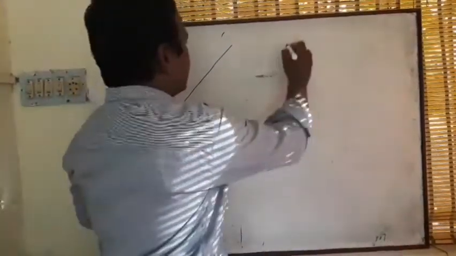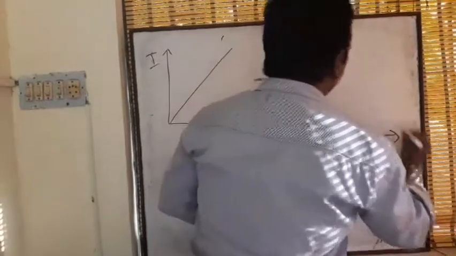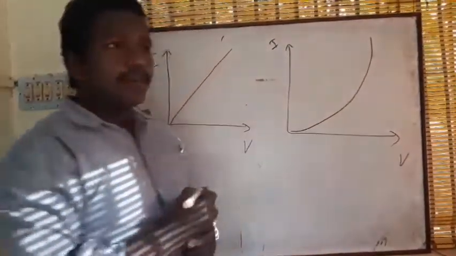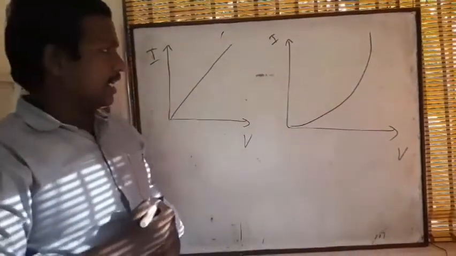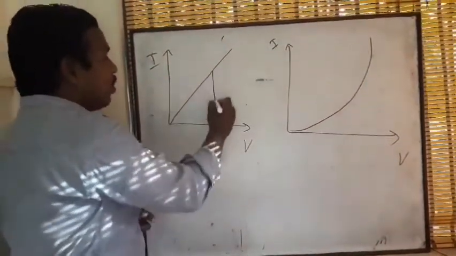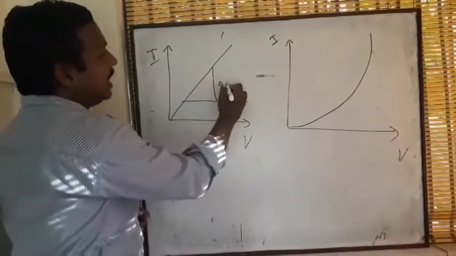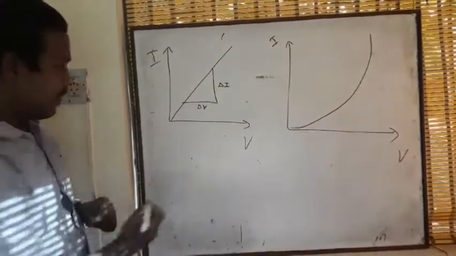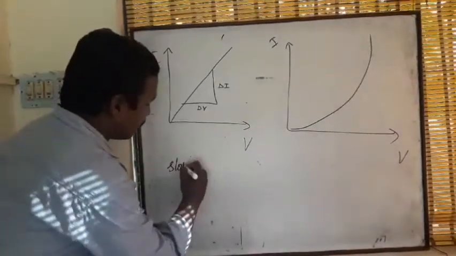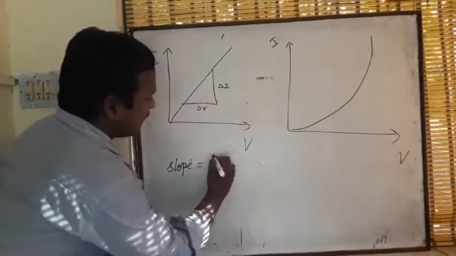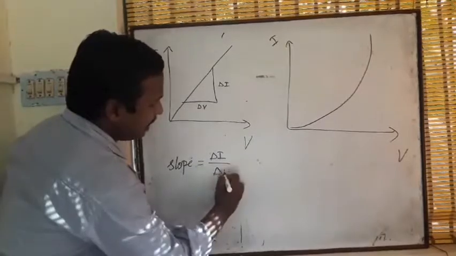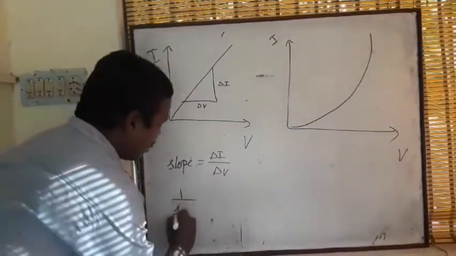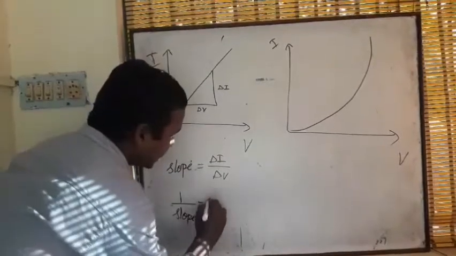The other one is the V versus I non-linear graph, which does not obey Ohm's law. The slope of the graph is del I by del V, which is 1 by resistance. So 1 by slope tells us the resistance.